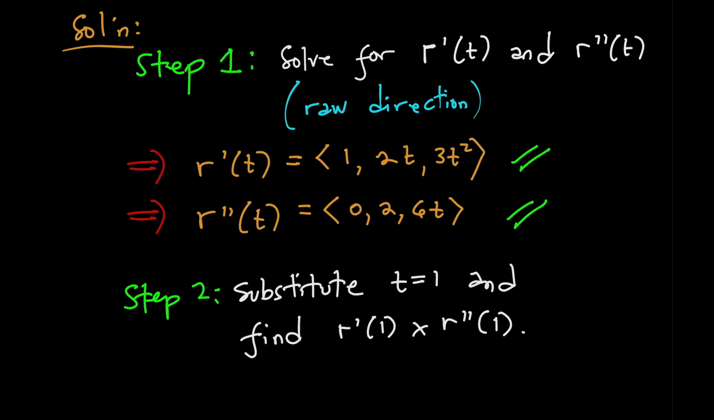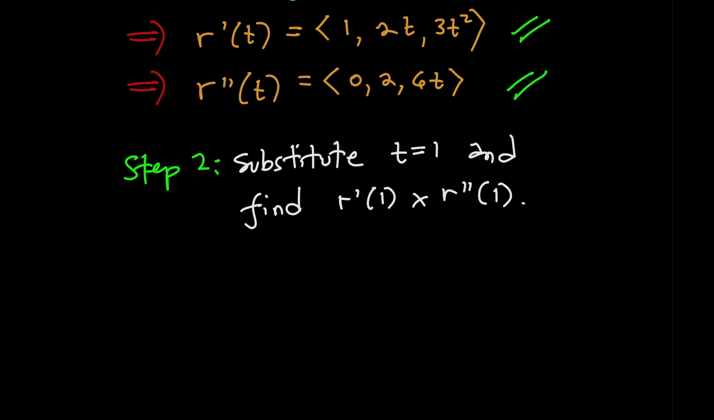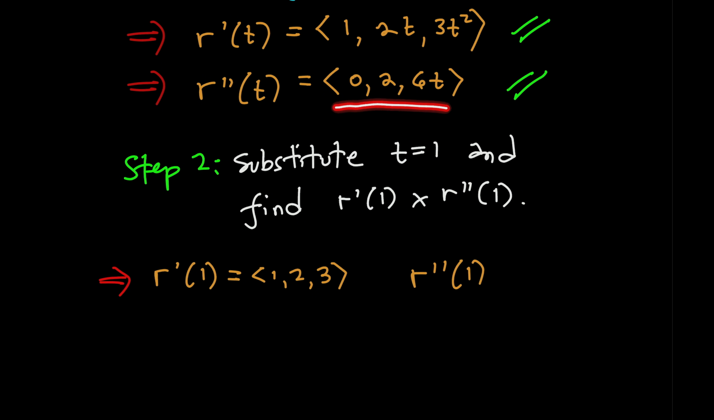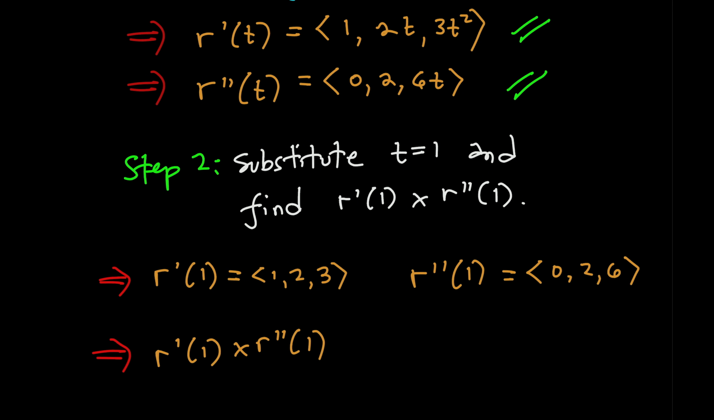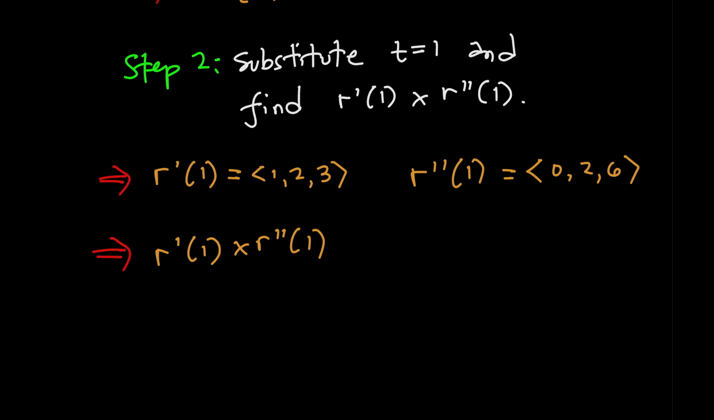So what we have here is that substituting t equals 1 gives us r prime of 1. Substituting 1 here, it gives us 1. And then this one is 2 times 1, that's why this is equal to 2. And this one gives us the value equal to 3. And then for r double prime, we have 0, 2, and then 6. And then we now find the cross product of these two vectors, at which we will have r prime of 1 cross product with r double prime of 1.